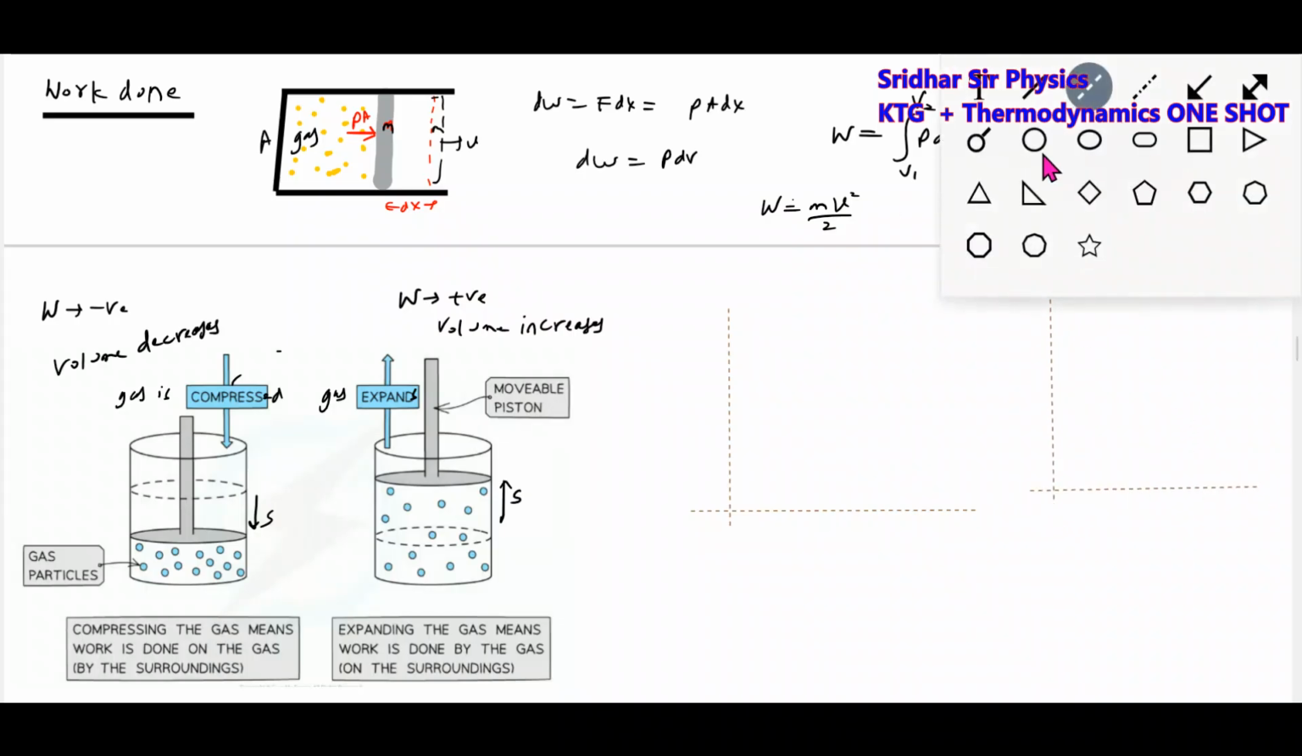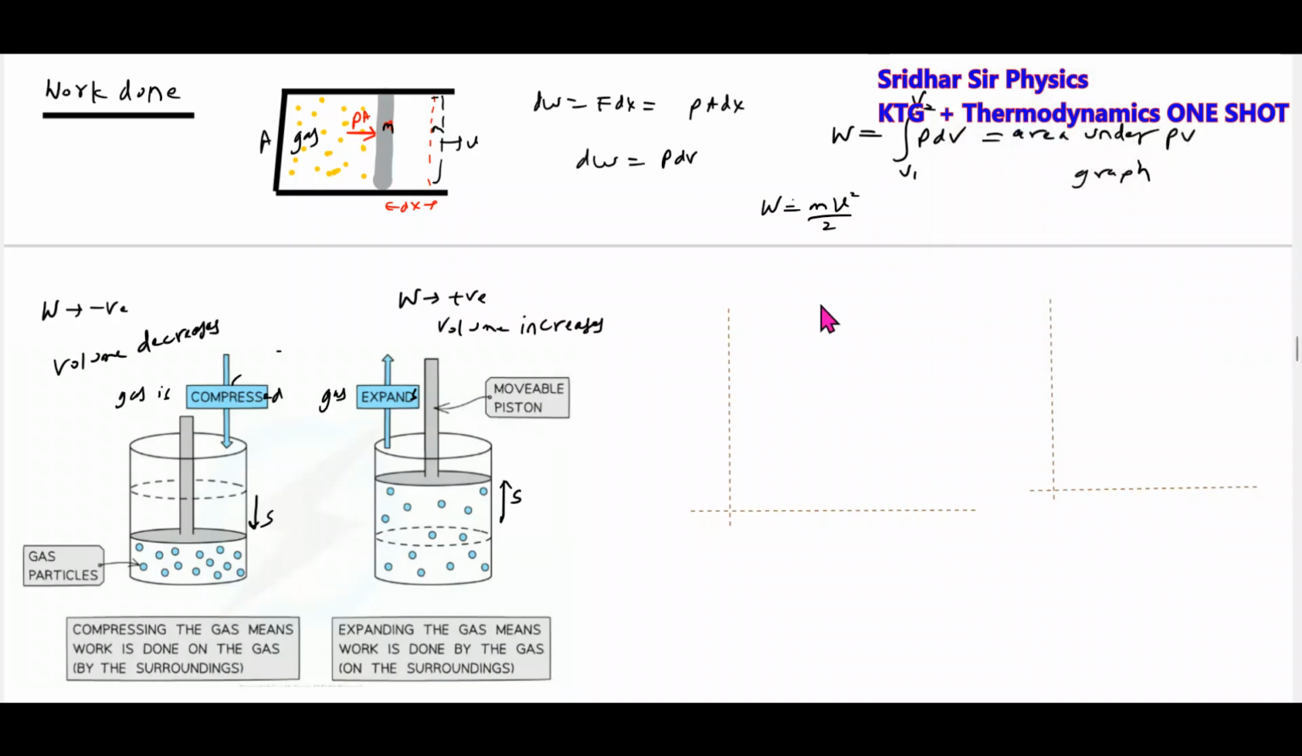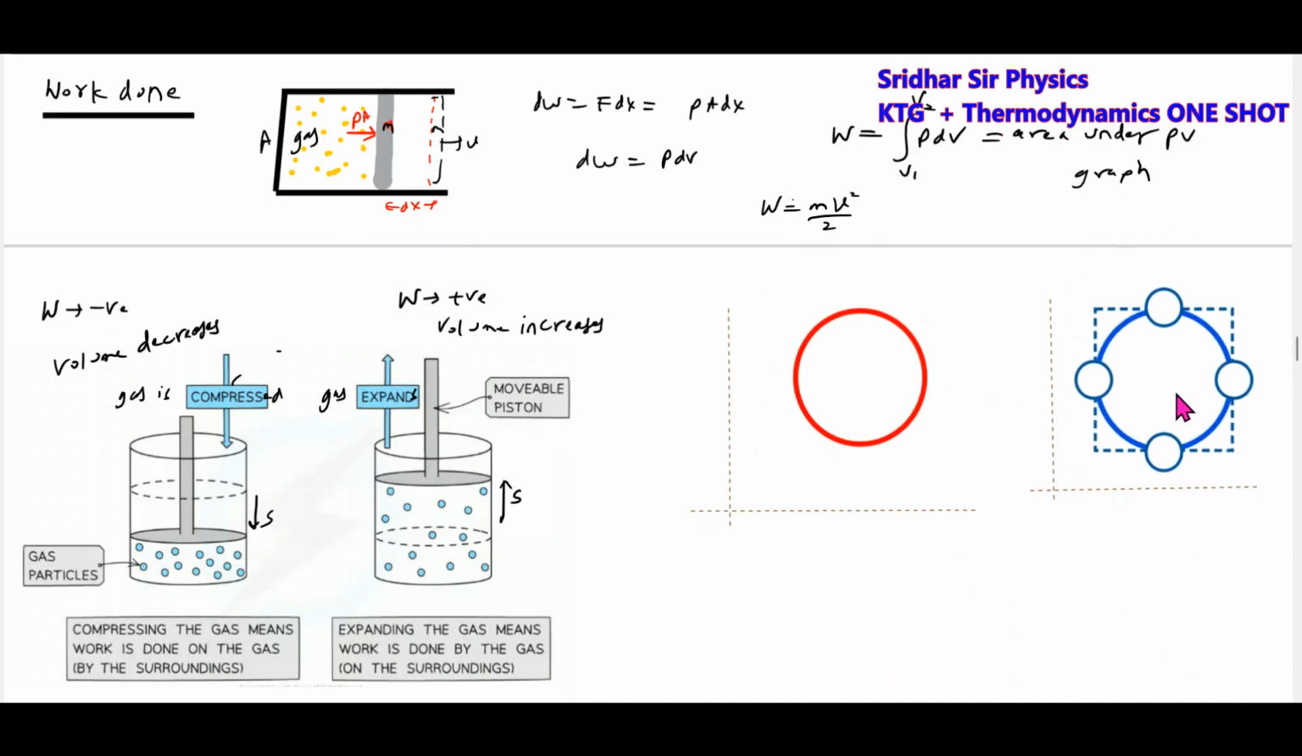Cyclic process, any shape. It need not be a circle, any shape. I'll start like this. There's a pressure, there's a volume. Then there's a clockwise cyclic process, and there's a counterclockwise cyclic process. Okay, fine. What about the work done?